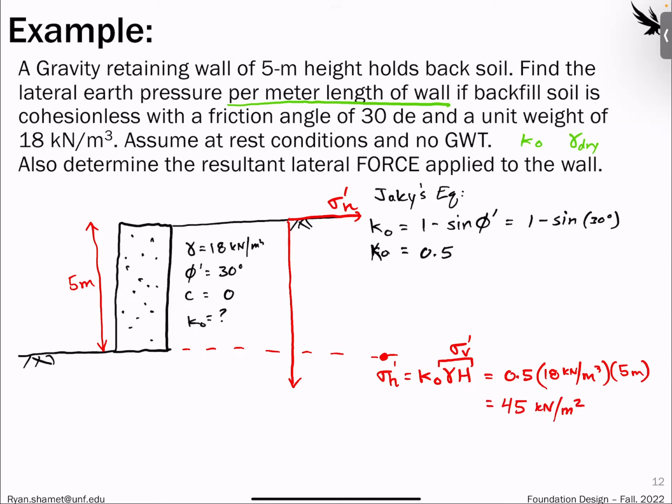So this is 45 kilonewtons per square meter. That's looking at this cross section only. Again, what we're saying is that it's coming out of paper, right? This wall is coming in and out of paper. So this is technically kilonewtons per square meter per meter length of wall.